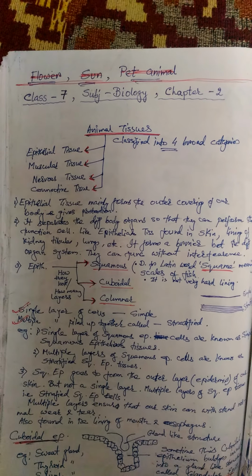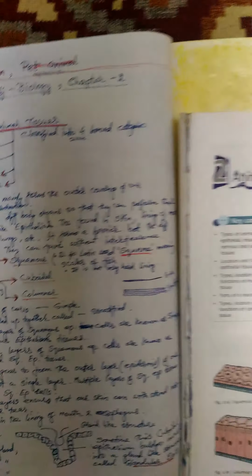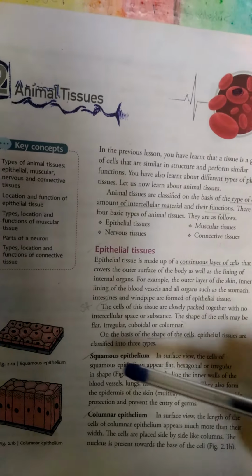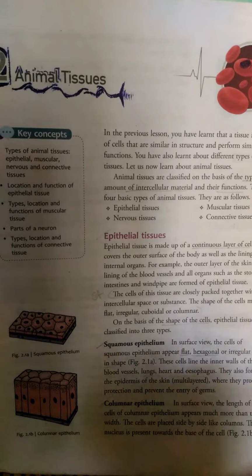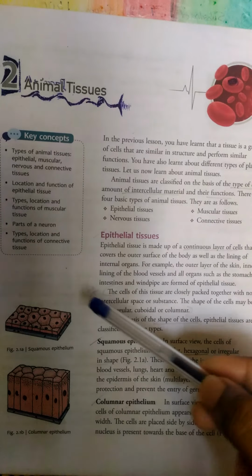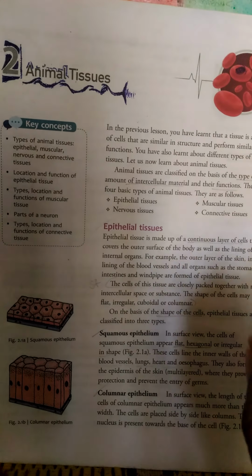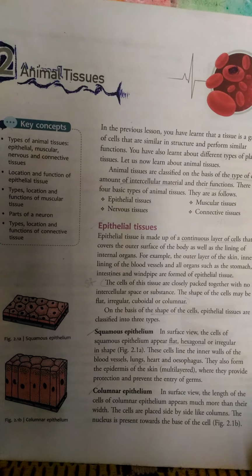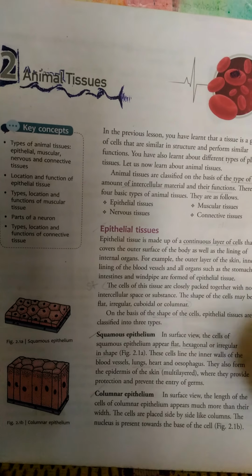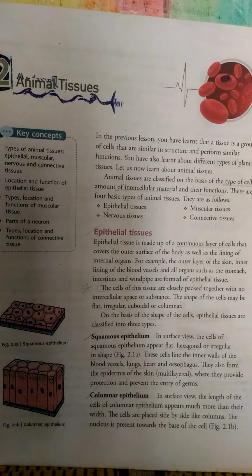Coming to the first one, that is the epithelial tissue. Now students, here you can see this is the structure of an epithelial tissue. What is this epithelial tissue? First let's come to the function of it. Okay, where it is found.